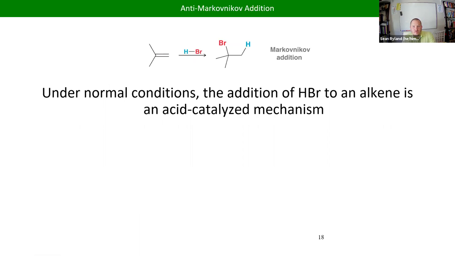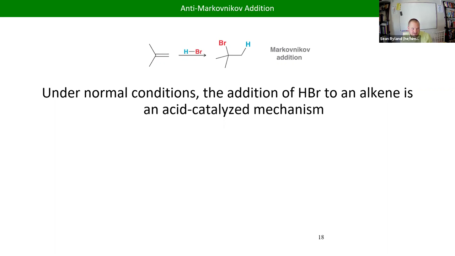We're going to talk about one more reaction that's slightly different if we can force it to go through a free radical mechanism. So if we had an alkene plus Br2, our first thought should be dibromination, add a bromine to each side. But we found that when we exposed it to light, it behaved differently and we got a radical mechanism. We're going to see something similar with HBr.